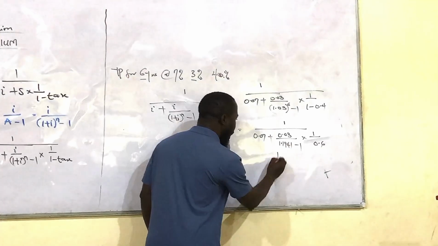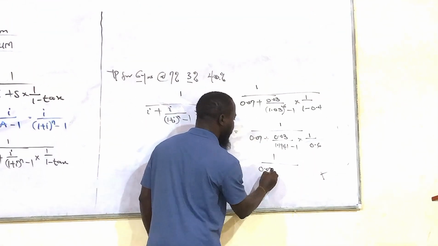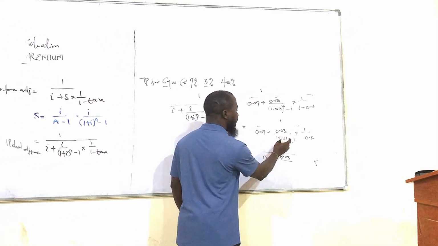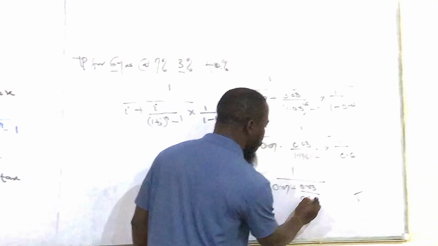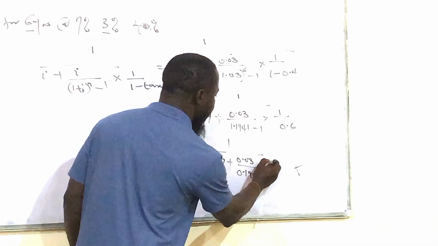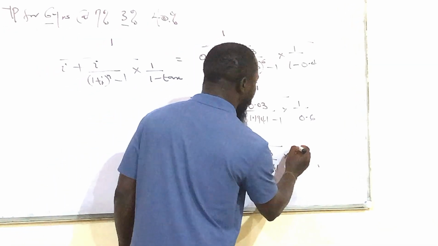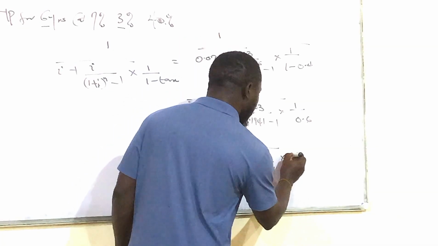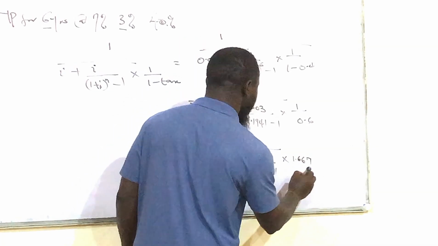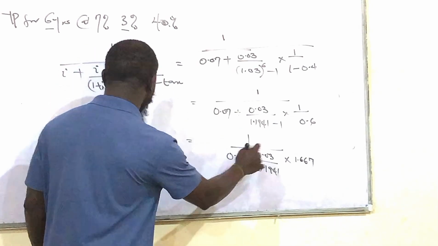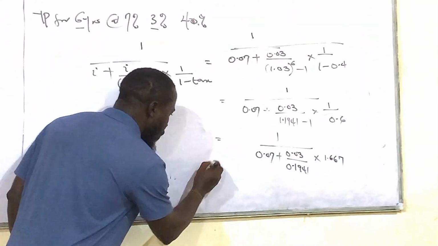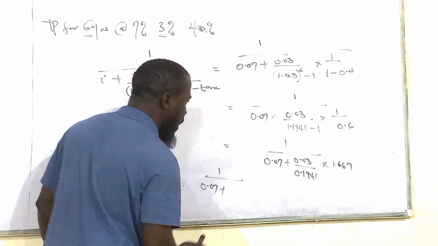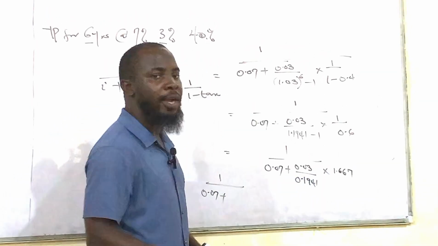You will have 1 all over 0.07 plus 0.03 all over 1.1941 minus 1, which is 0.1941, times 1 divided by 1 over 0.6, which is 1.667. So when we solve this, we have 1 all over 0.07 plus 0.03 divided by 0.1941.